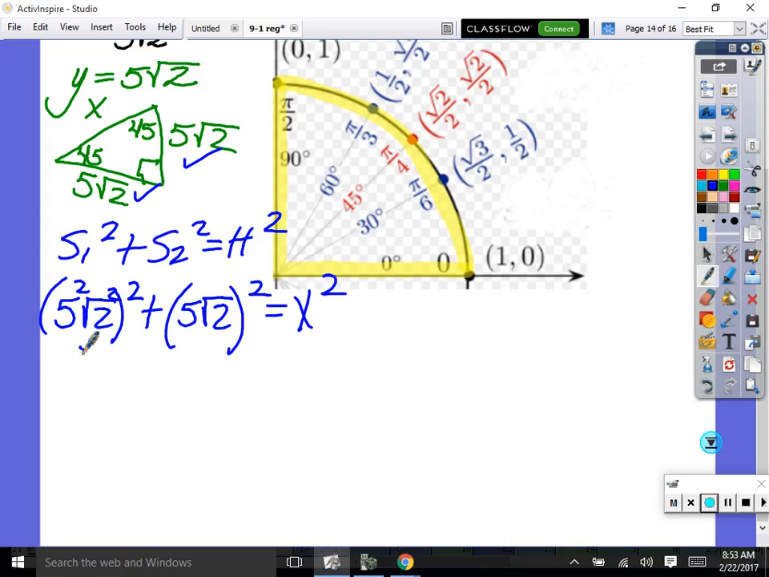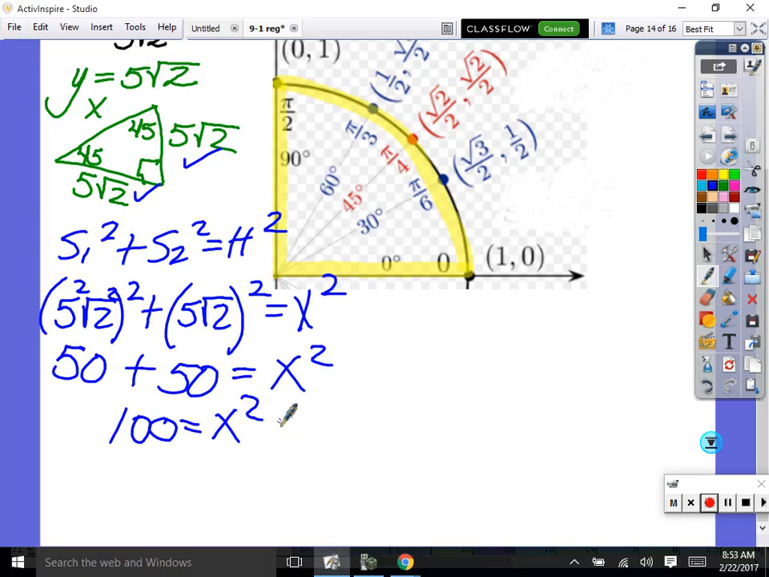So that's 25 times 2, which is 50, plus 50 equals x squared. So 100 equals x squared, correct? So then we would square root both sides, so x equals 10. So we found x to be 10, and we found y to be 5 root 2. There's our two answers. Questions on that? Pretty easy? 45, 45, 90 are the easiest ones.